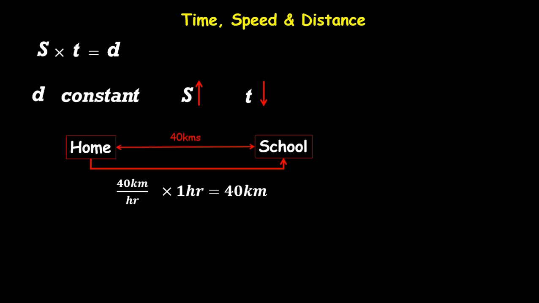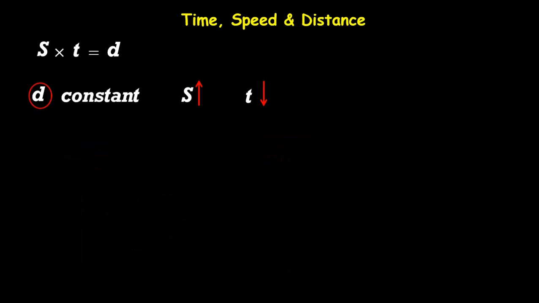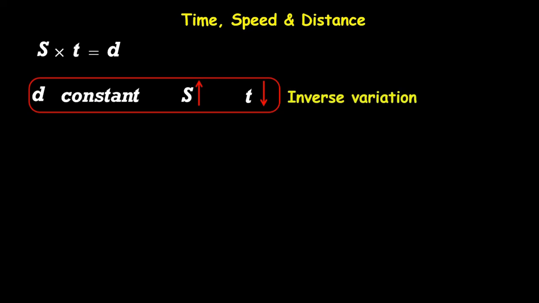On the way back, you will travel at 20 kilometers per hour. The distance is not changing, it will remain 40. As the speed is 20 km per hour, the time taken to reach back home will be 2 hours. What do you notice here? The speed is scaled down by a factor of 2 and time is scaled up by a factor of 2. If d is constant and speed is multiplied by a factor, then time will be divided by the same factor. This is called inverse variation.